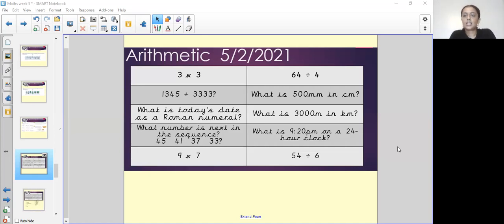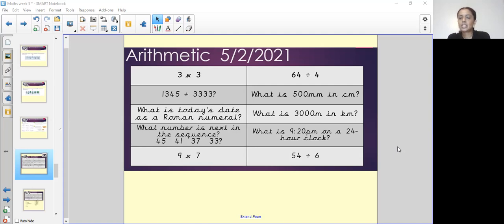So, number 1 is 3 times 3. Number 2 is 1,345 add 3,333. Number 3, what is today's date as a Roman numeral? Number 4, what number is next in the sequence? 45, 41, 37, 33. Number 5 is 9 times 7. Number 6 is 64 divided by 4.